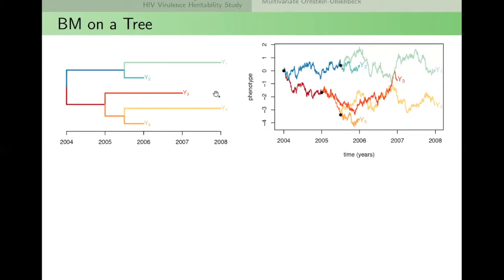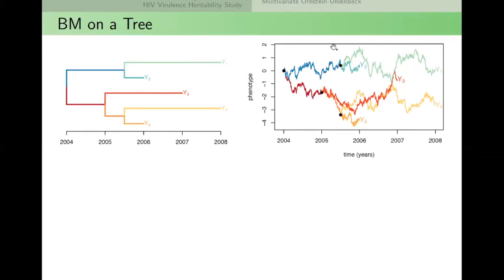And here, I have some measurements y1 to y5. These are continuous traits, and I measure them at different time points. Here, this is a dummy example from 2006 to 2008. And what I'm going to do is to model the evolution of the phenotype of the continuous trait as a stochastic process. And here, the simplest stochastic process possible would be the Brownian motion, BM.